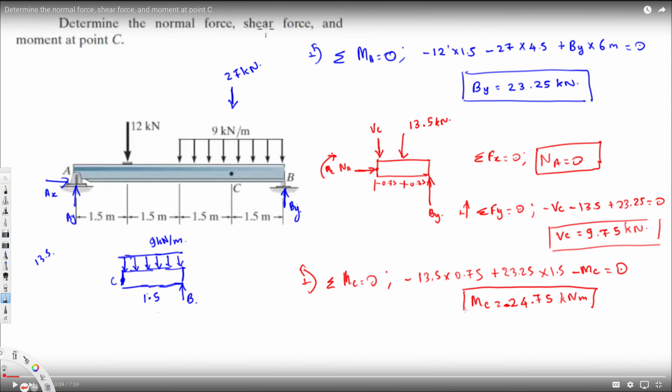If you keep the negative sign, it already represents clockwise, or you can write MC is equal to 24.75 kilonewton meter and put the direction straight here, and that's going to be the final answer. And we have found the shear force, normal force, and the moment at point C.